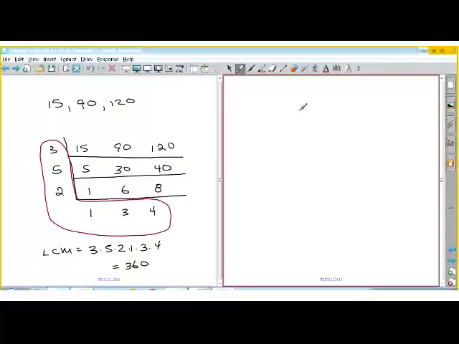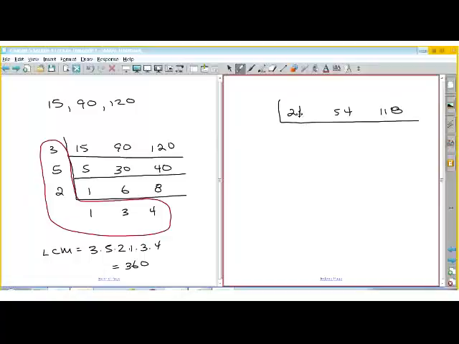Okay, we'll do one more. This is the one people find the most difficult. So let me see if I can figure out something to do here. 21 and 54 and 108. I don't want to use 108 because that's twice 54. So let's pick 118.